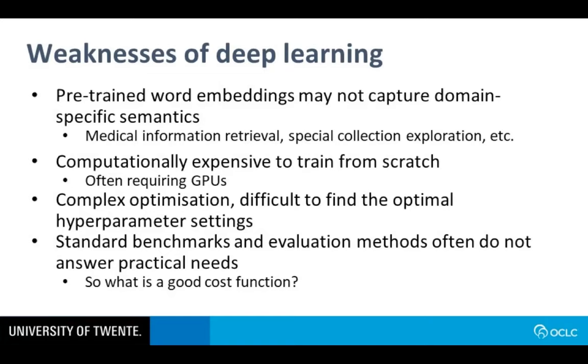our own work. And another problem with deep learning is the complex optimization problem. It is difficult to find the optimal hyperparameter settings. They come with default settings for a lot of parameters. You can use them. And once you want to change some of them, you don't really know whether changing one or two or three has any consequences, good or bad influence. It's not easy to explain. And standard benchmark or evaluation methods often do not answer practical needs, which we will come back to later in the presentation.